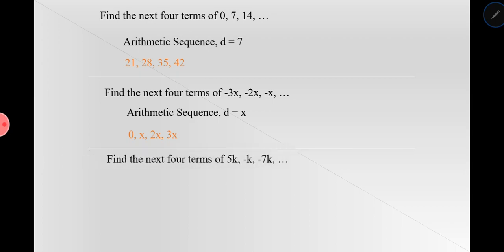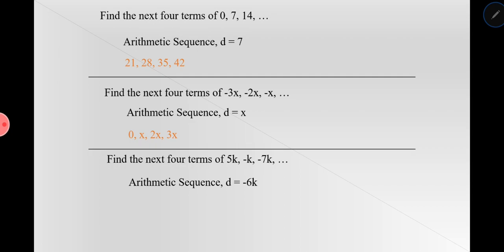The next one. Find the next 4 terms of 5k, negative k, negative 7k. Okay, next, we subtract negative k and we get the difference of negative k and 5k. Negative k minus 5k is negative 6k, and negative 7k minus negative k, we have negative 6k. The difference is negative 6k.